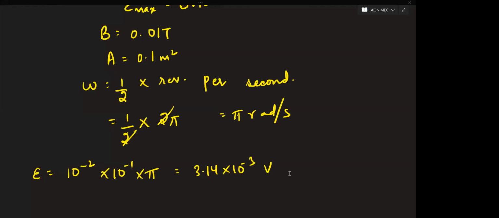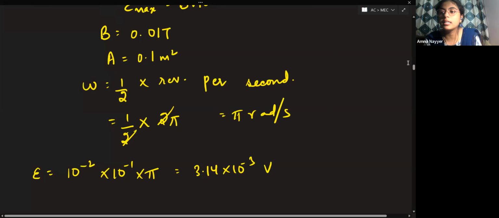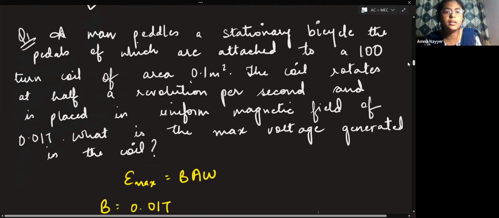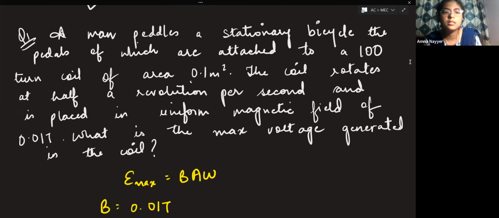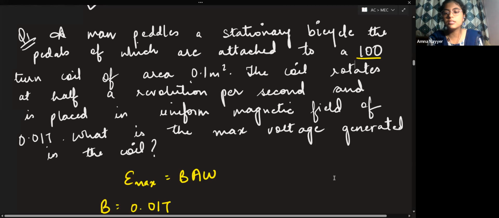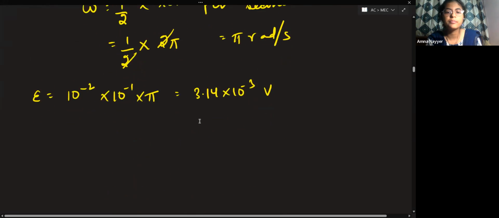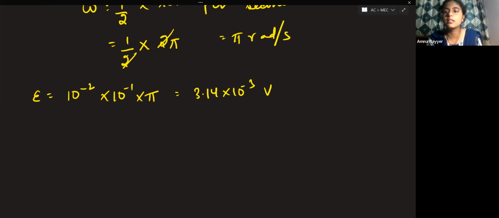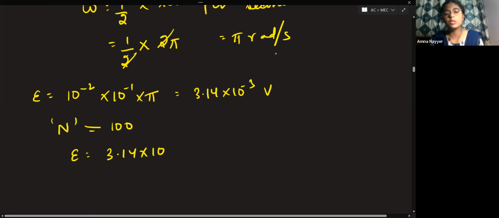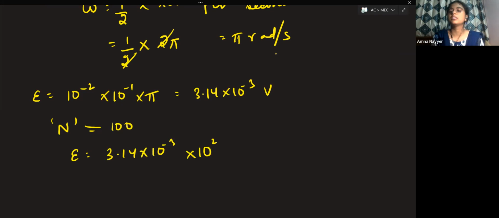Teacher, you have to multiply the number of turns. Oh yes, right. Number of turns are also given, 100, no? Yes, thank you, Atif. See, it is attached to 100 turns of coil. So this is for a single coil which I've calculated. Number of turns will also be there, 100. So if this is for a single turn, then for n number of turns, n is over here 100. So this becomes 3.14 into 10 to the power minus 3 into 10 to the power 2. That is 100 turns. So this much volt is the answer.